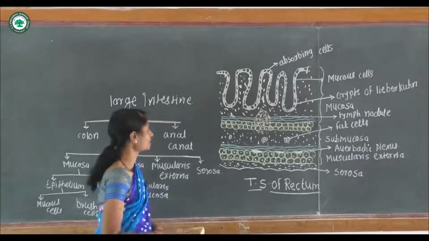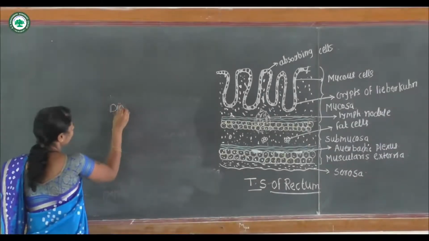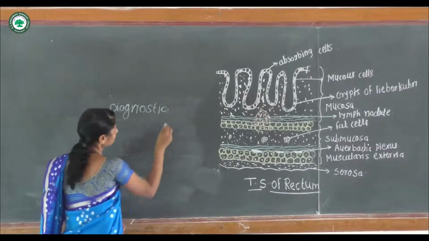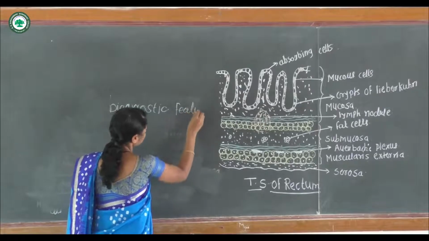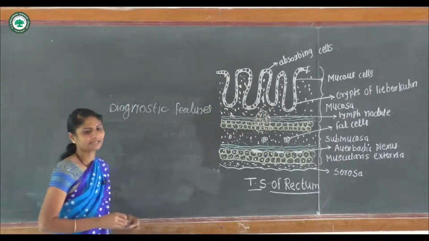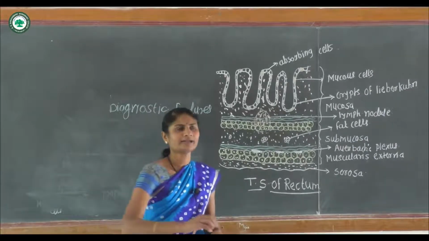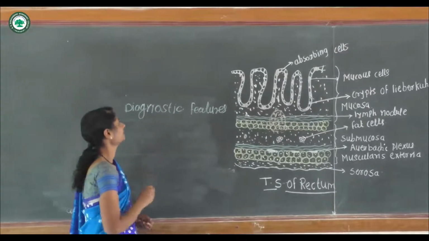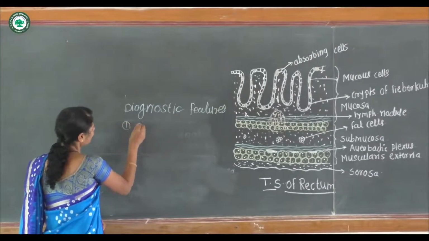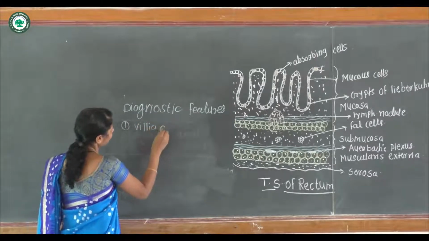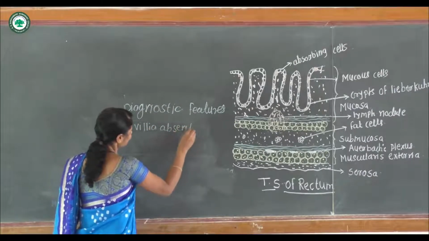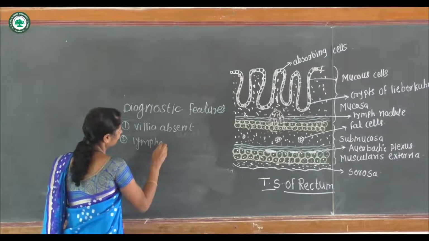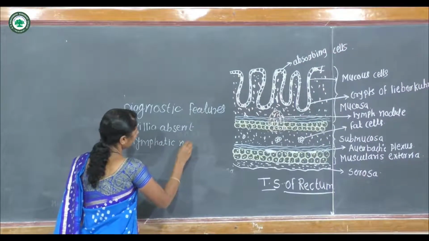Diagnostic features of rectum. First, plica or villi are absent in this rectum. The epithelium shows a smooth surface. Second, lymphatic nodules are present.